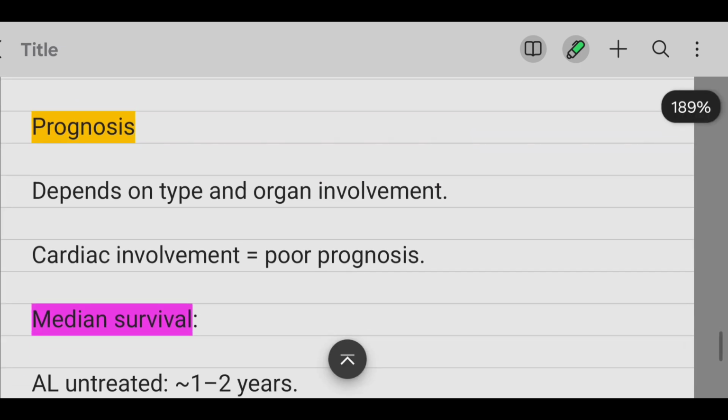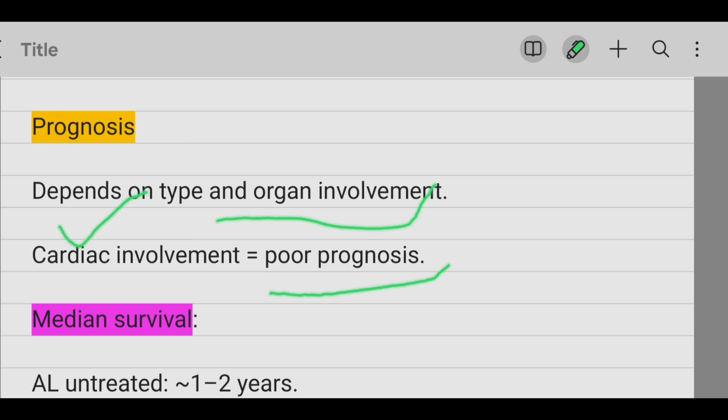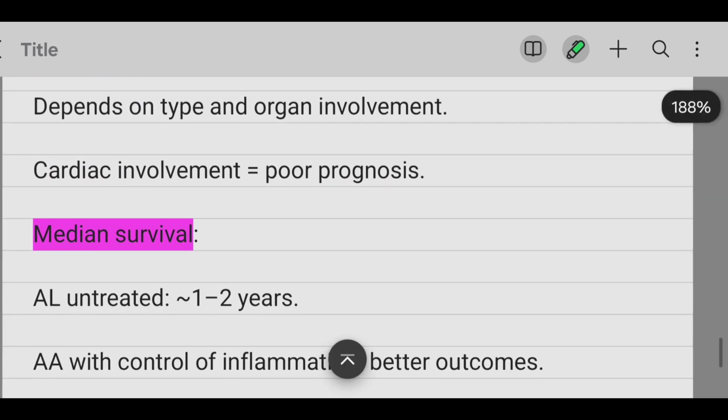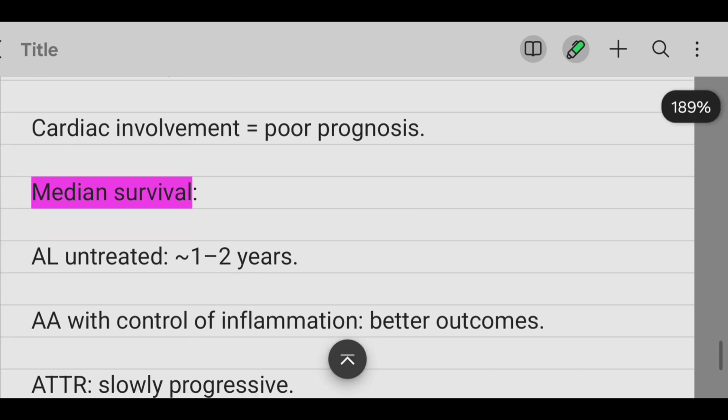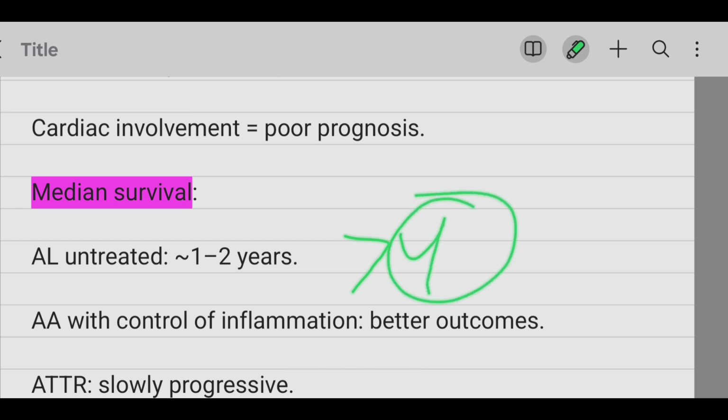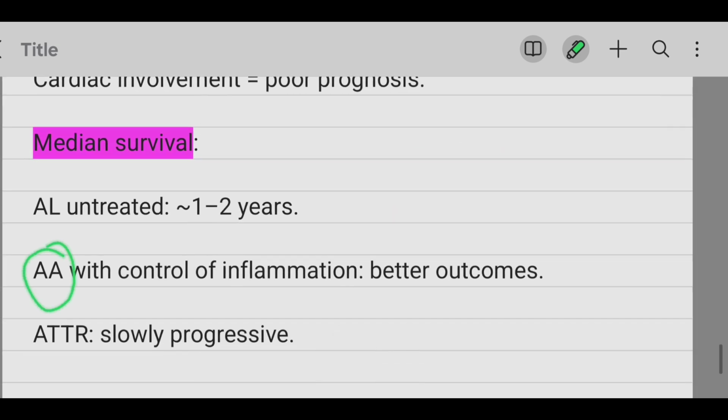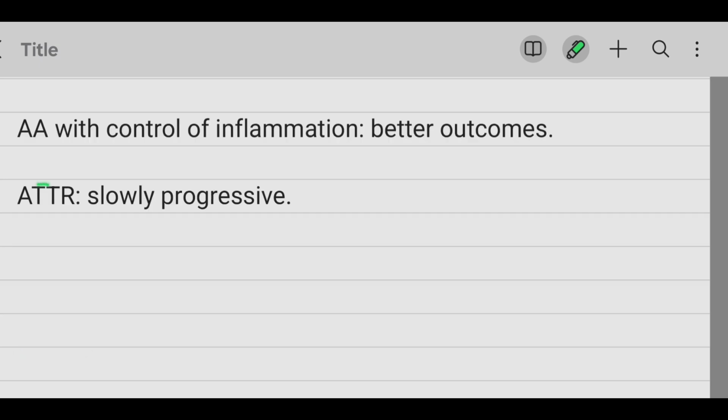Prognosis. It depends on the type and organ involvement. For example, if there is cardiac involvement, it has poor prognosis. Median survival is when light chain amyloidosis is untreated, there is median survival of almost equal to 1 to 2 years. With the treatment, you can say that it is more than 4 to 5 years. When there is inflammatory amyloidosis, AA amyloidosis, the inflammation is when controlled, then outcomes are better. And this hereditary transthyretin amyloidosis, it is slowly progressive and it has slightly better outcomes, but it can also lead to early mortality.